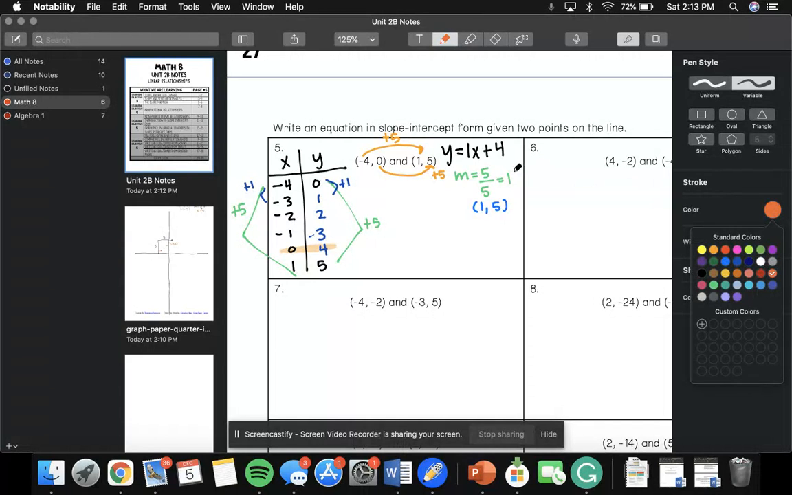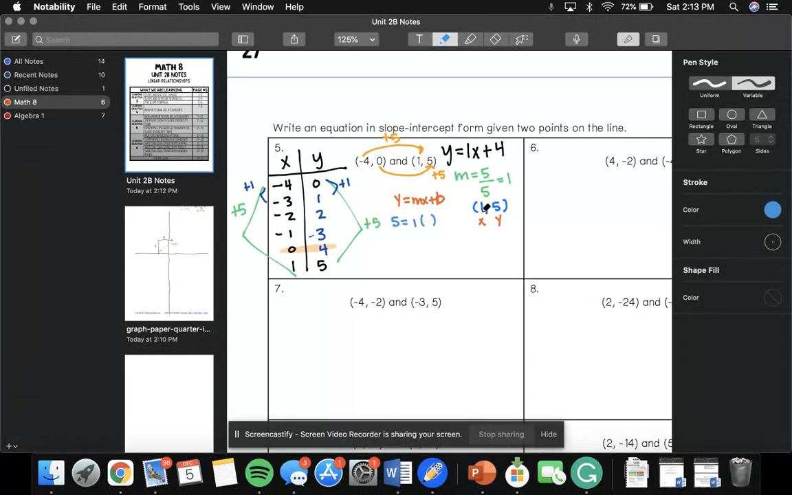Okay. So my slope is 1. My x-coordinate is 1, my y-coordinate is 5. Okay. Then I'm going to plug in this information. I know that my output is 5. I know my slope is 1. I know that my x-coordinate is 1. And I do not know my b value. 1 times 1 is 1. And 1 plus something has to equal 5. And that something would have to be 4.